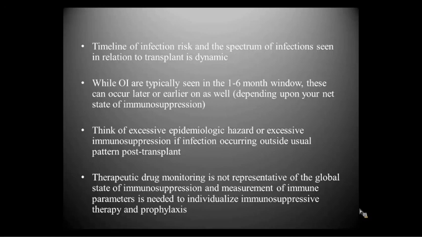OIs are typically seen in the 1 to 6 month window, but you can see them earlier or later. Always think about excessive epidemiologic risk or excessive immune suppression if something is outside of the usual pattern. Think of what might be going on. Is there a construction site by you? Is there something going on at home? If someone's coming with aspergillus, etc. Those are things to think about.